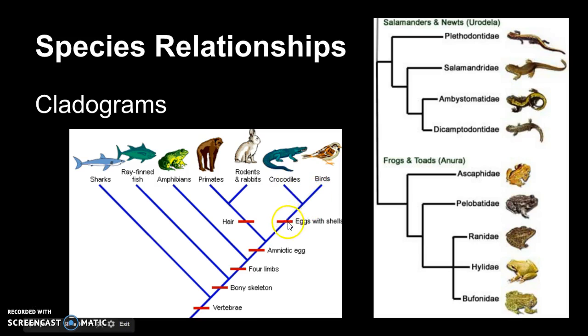But then we come down here and we see, oh, there's this trait of eggs with shells. And eggs with shells says that everything down this way, or everything up this way, is going to have eggs with shells. Well, crocodiles and birds must have eggs with shells. We come down here, and then we have hair. And both of these, primates and rodents and rabbits, must have hair. We keep following it, and it gives us some of the traits, and it also gives us some of the other characteristics based on the cladogram.